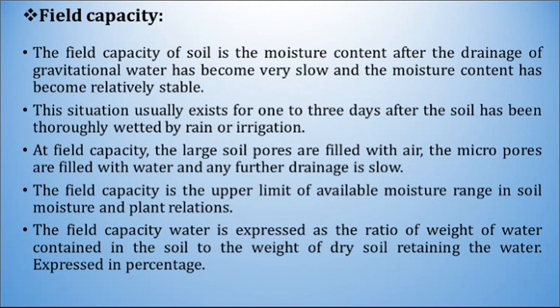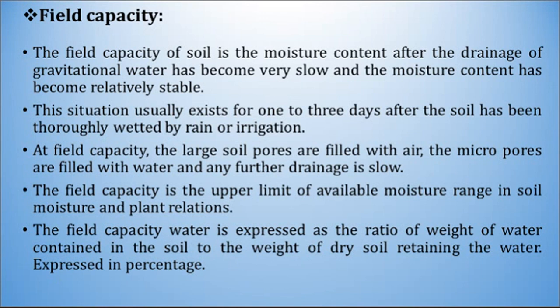Now what is field capacity? The field capacity of soil is the moisture content after the drainage of gravitational water has become very slow and the moisture content has become relatively stable. This situation usually exists for 1 to 3 days after the soil has been thoroughly wetted by rain or irrigation.